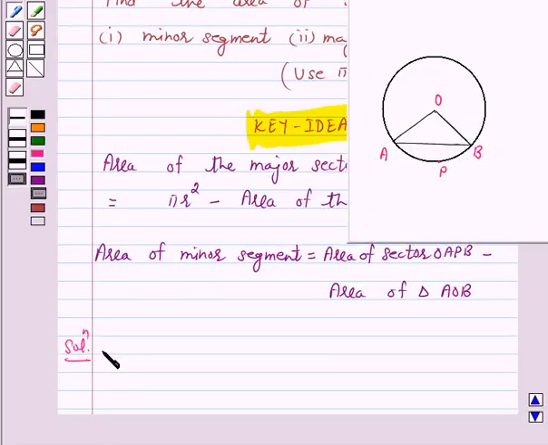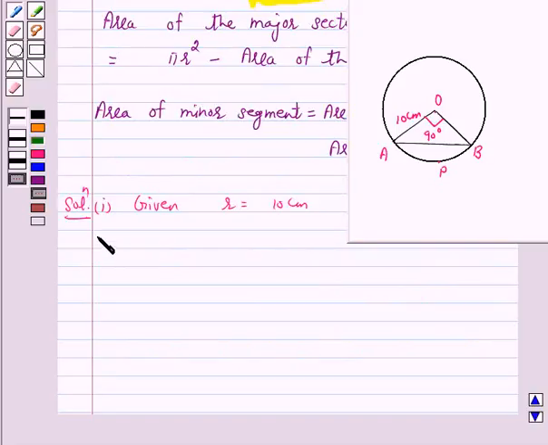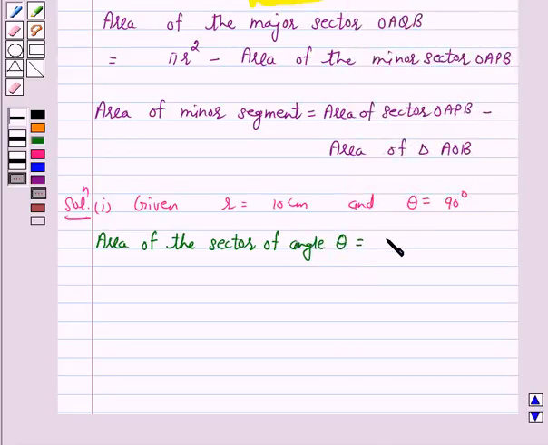In part 1, we have to find the area of the minor segment. For this, first we will find the area of a sector OAPB where R is 10 cm and theta is 90 degree. Now, the area of the sector of angle theta is equal to theta upon 360 into pi r square.